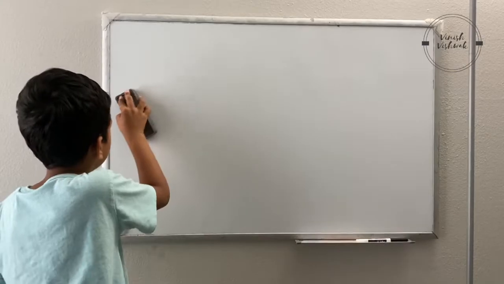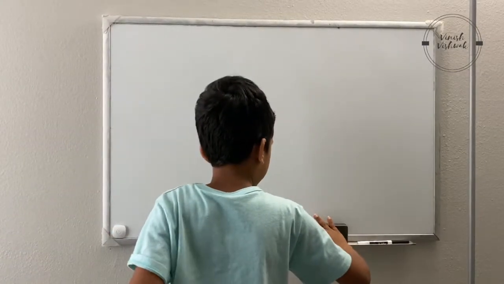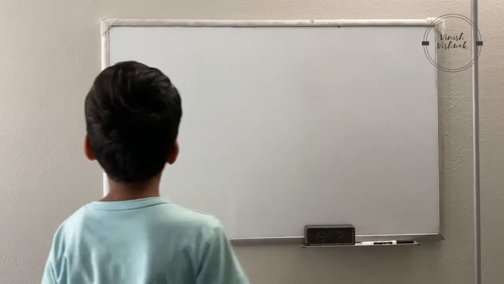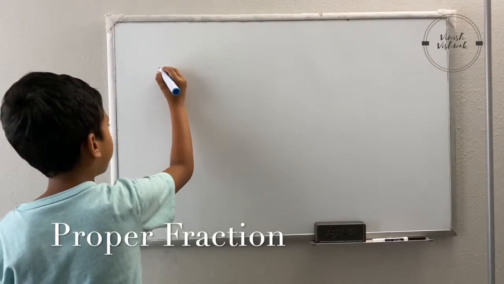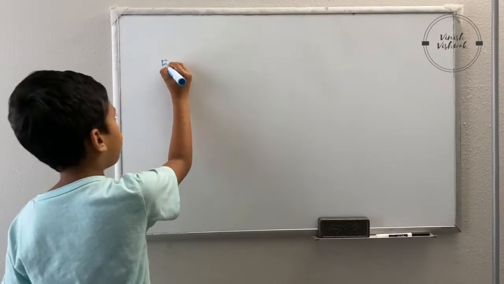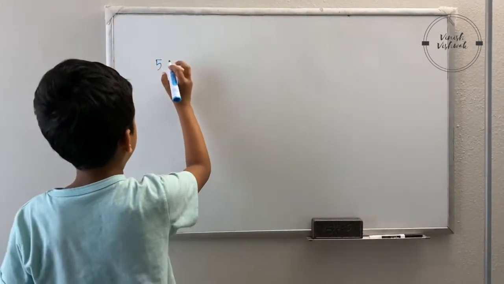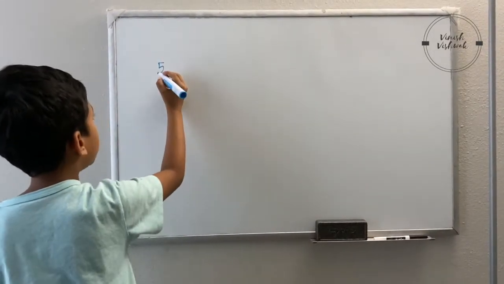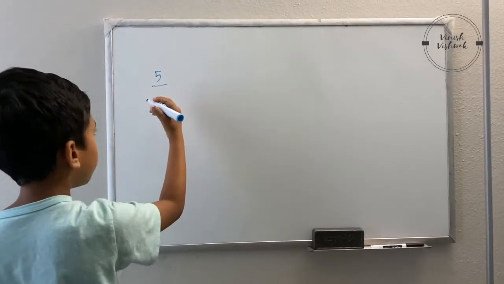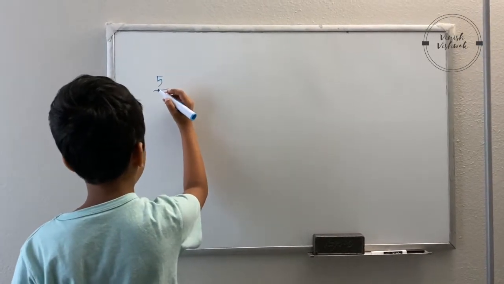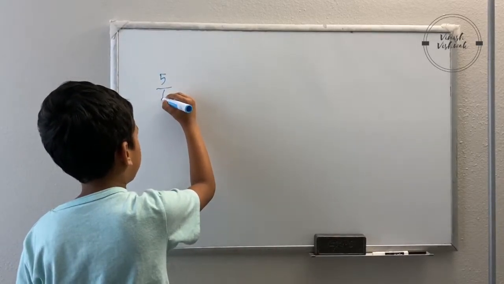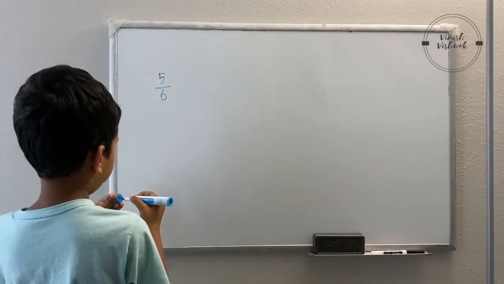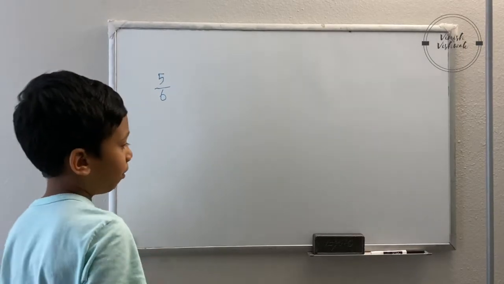So, there are three types of fractions. A proper fraction. So, a proper fraction is a fraction that has a smaller number for the numerator, which is the top part, and a bigger number for the denominator, or the same number at the bottom, which is the bottom. This is called a proper fraction.